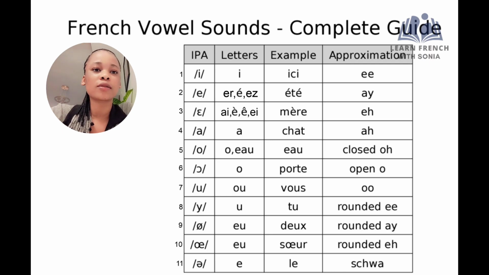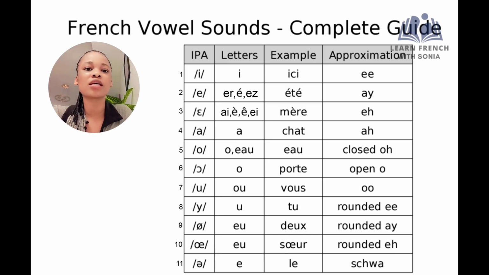Number 8 says U. I taught us in yesterday's class that you take off the Y, you're left with the U sound. Our example there says tu, rounded E. Number 9 says E. Our example says deux. Then our approximation says rounded e.